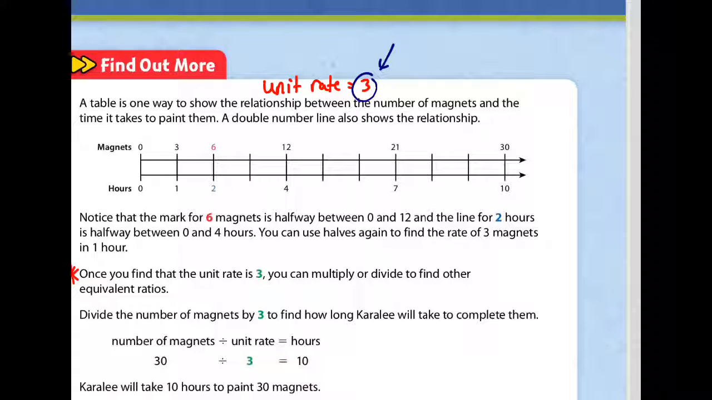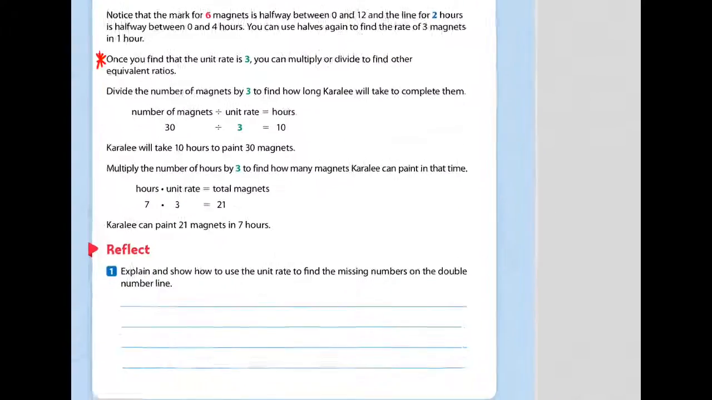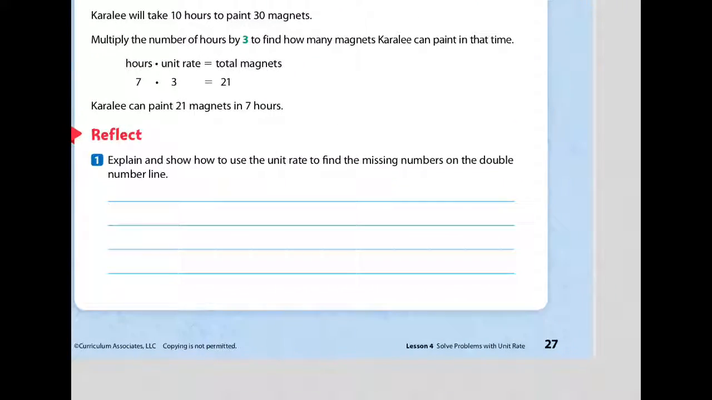Now I'm going to erase all that. Okay, so first off, go up and show, get your answer in your double number line at the top of the page. I know I did it, but I erased it. I want you to do it on your own. And then I want you to explain, you could probably get this done in 2 to 3 sentences, how you use that unit rate. Remember, the unit rate was 3 to find the missing numbers. All right, so pause the video, write 2 to 3 sentences in your reflection. Restart it when you're done. Go.